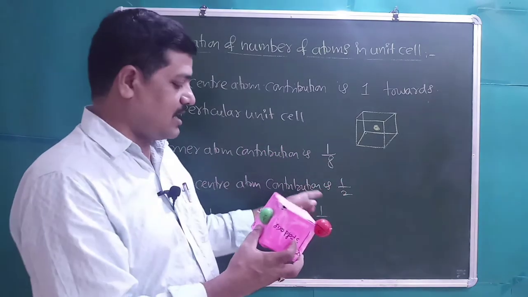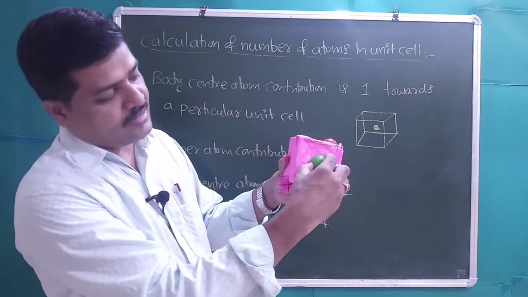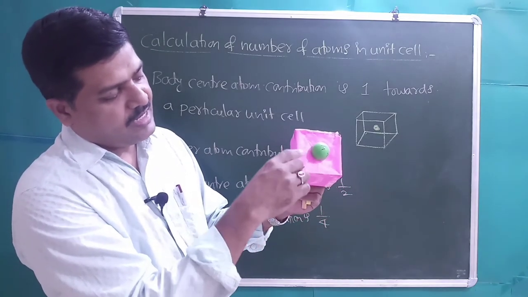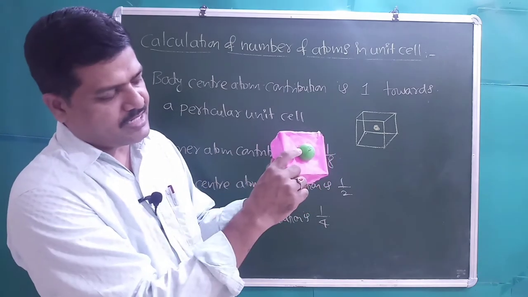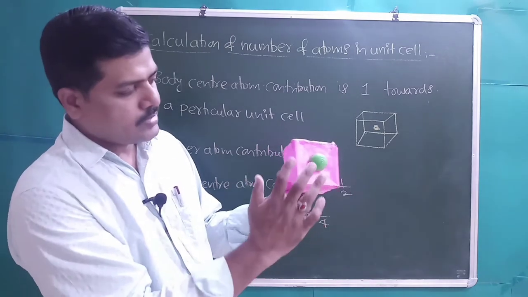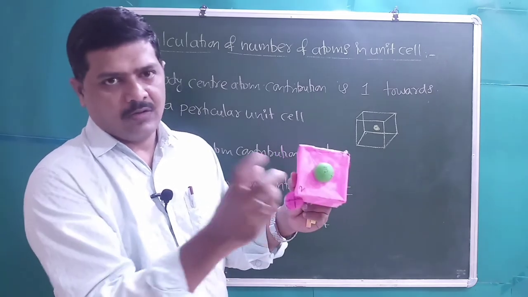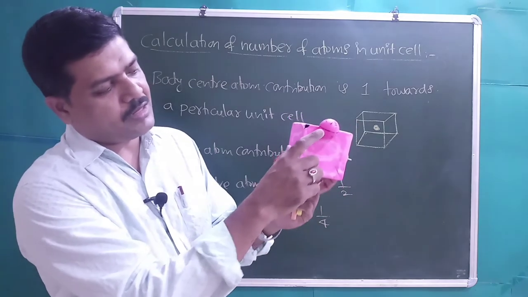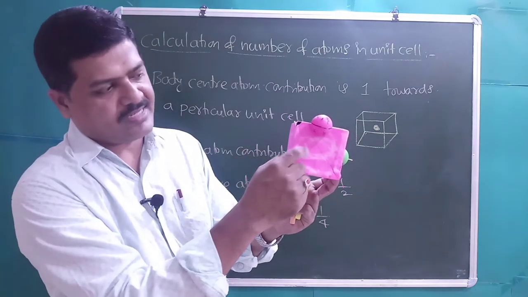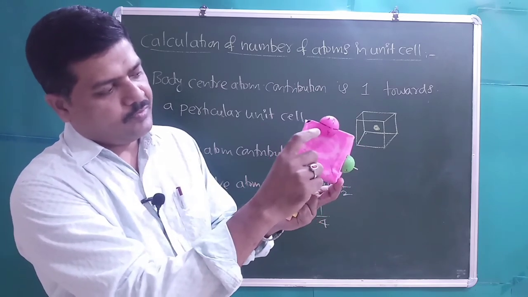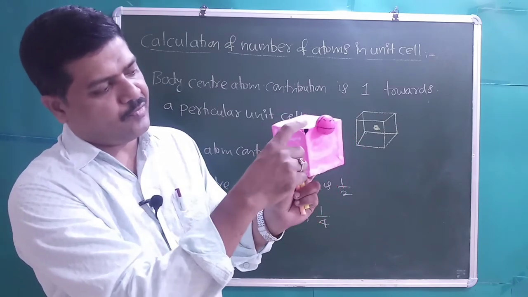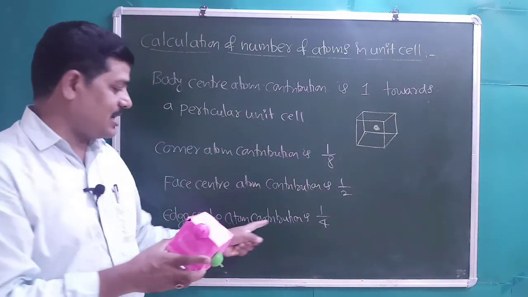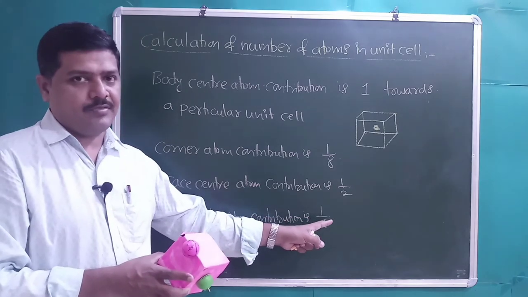Next, face center atom. I cut one ball and kept it like this. So for the face center atom, 50% is inside this unit cell and 50% is in the adjacent unit cell. So face center atom contribution is 1 by 2, right? And for the edge center atom, only 1 by 4th part is present inside this unit cell. So I have divided this into 4 equal parts: 1, 2, 3, 4. The 4th part is inside the unit cell. So the edge center atom contribution is 1 by 4, right?